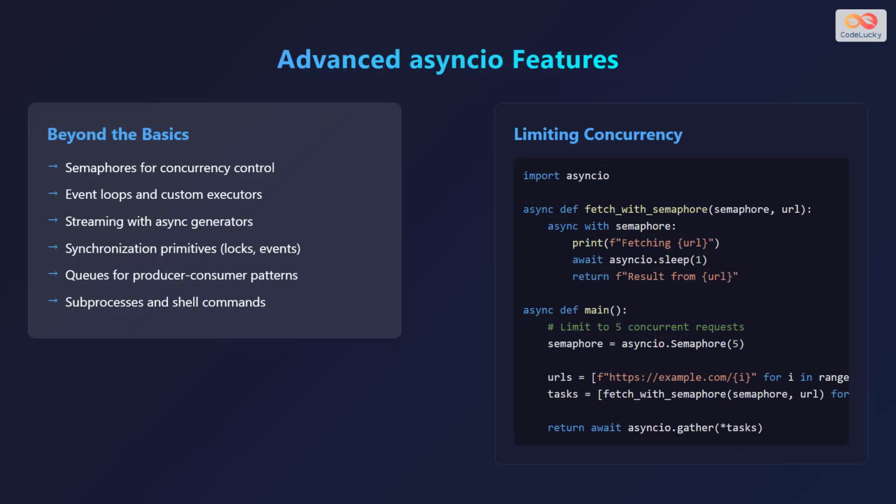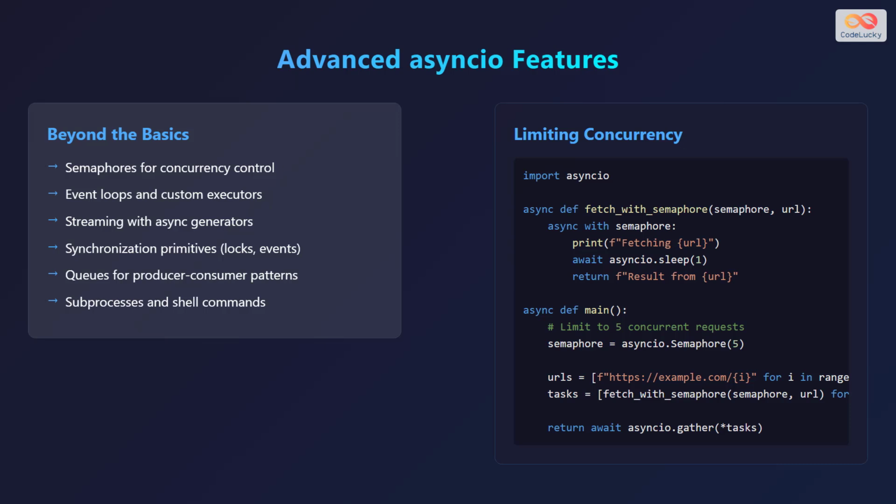Finally, let's touch on some advanced asyncio features that go beyond the basics. Semaphores can be used for controlling concurrency, limiting the number of coroutines that can run simultaneously. Understanding event loops and custom executors allows for fine-tuning of how asynchronous tasks are scheduled and executed. Async generators enable streaming of data. Additionally, there are synchronization primitives available like locks and events. Queues for producer-consumer patterns allow you to give your program a first-in, first-out structure. Asyncio also supports subprocesses and shell commands, enabling you to run external processes asynchronously.